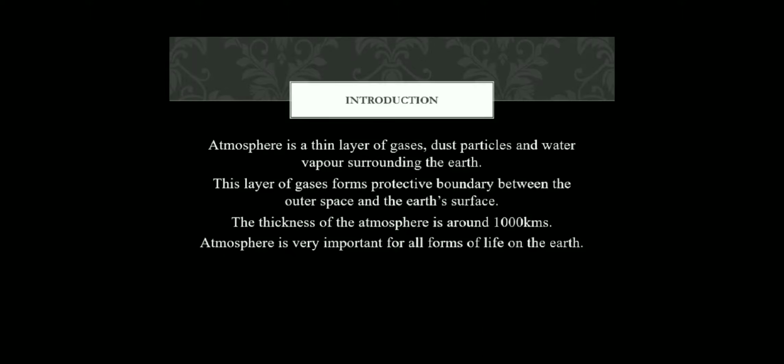Atmosphere. Now I am discussing the meaning, importance, composition and formation of atmosphere. Introduction. Atmosphere is a thin layer of gases, dust particles and water vapor surrounding the Earth. This layer of gases forms a protective boundary between the outer space and the Earth's surface. The thickness of the atmosphere is around 1000 kilometers.